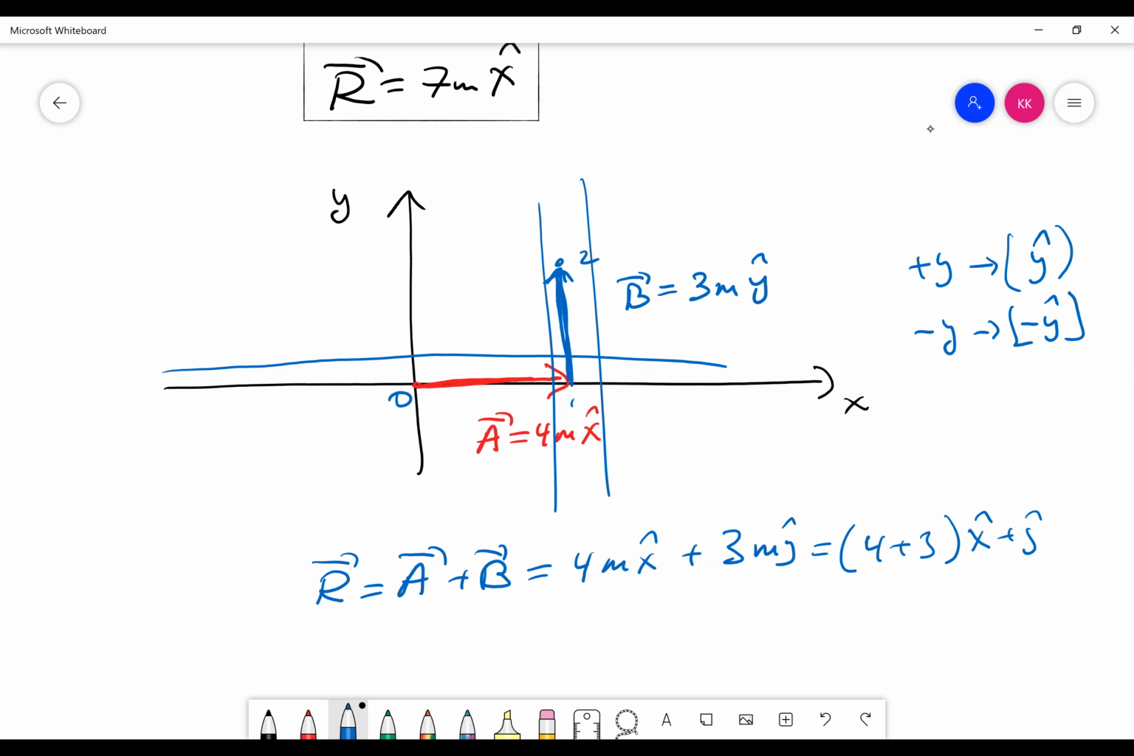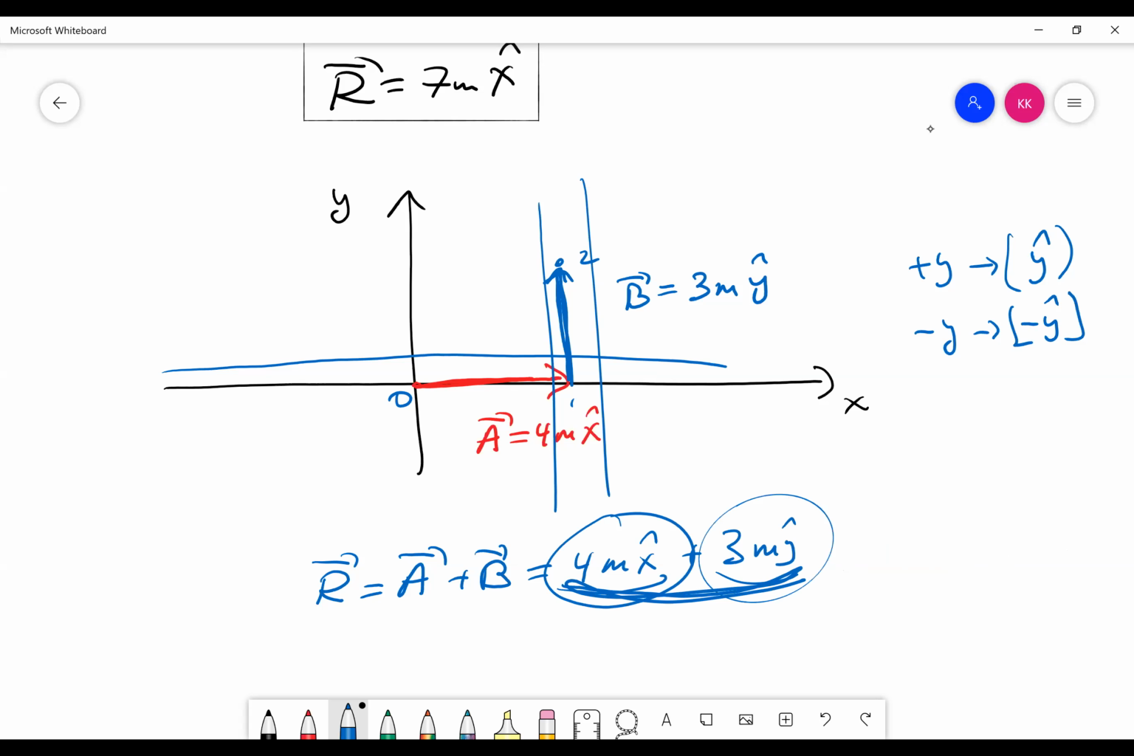You can see, I can't. It doesn't work like that, because these are like apples and oranges. You can't just add them together. X hat and y hat are two different dimensions, so you cannot algebraically add them together anymore. So you can still represent it like this, but you're stuck. You can't go any further. This is just showing you the components of this resultant vector.